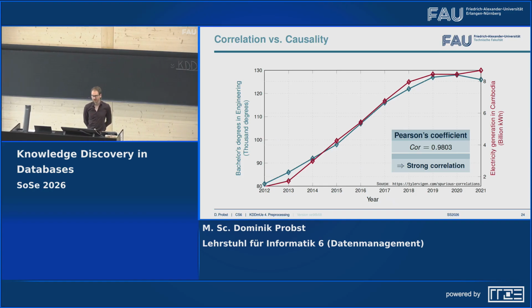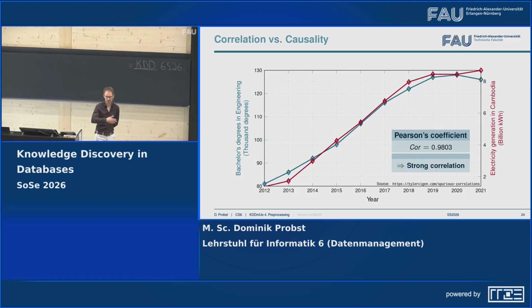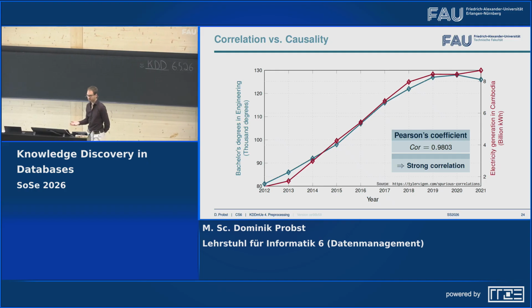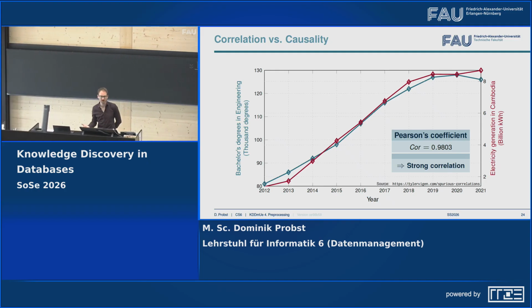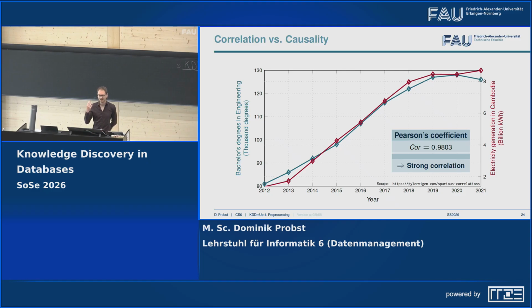There are methods to identify causation strains. These aren't part of KDD because they would take another lecture. They would take a whole module to teach you. For you, it's just important that correlation isn't guaranteeing causation. It might be an indication for causation, but it's not a guarantee for causation.